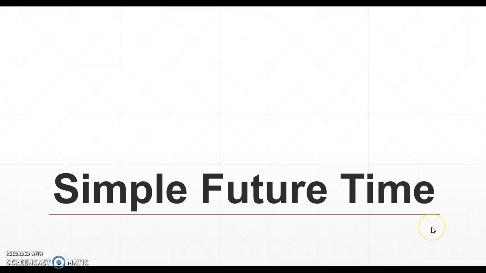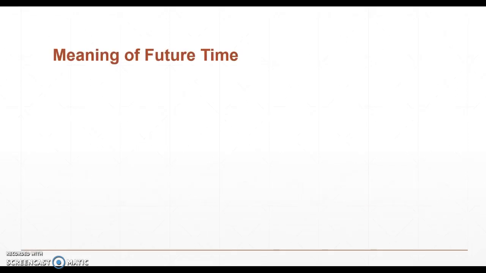In this video, we're going to be discussing simple future time. So what's the meaning of simple future time? Simple future time is used to describe actions or events that will happen in the future.